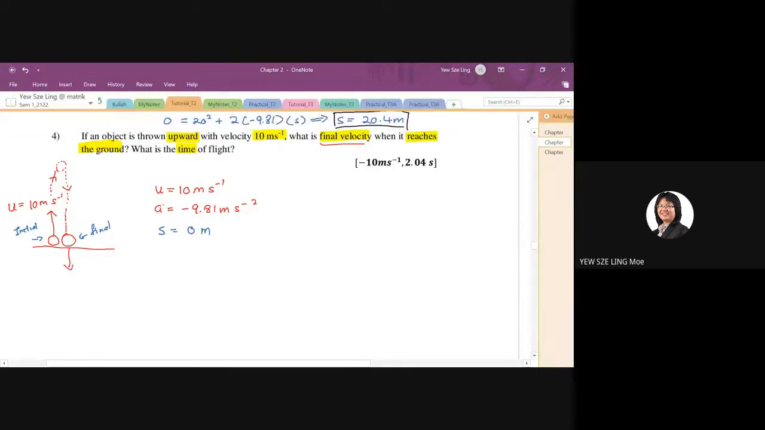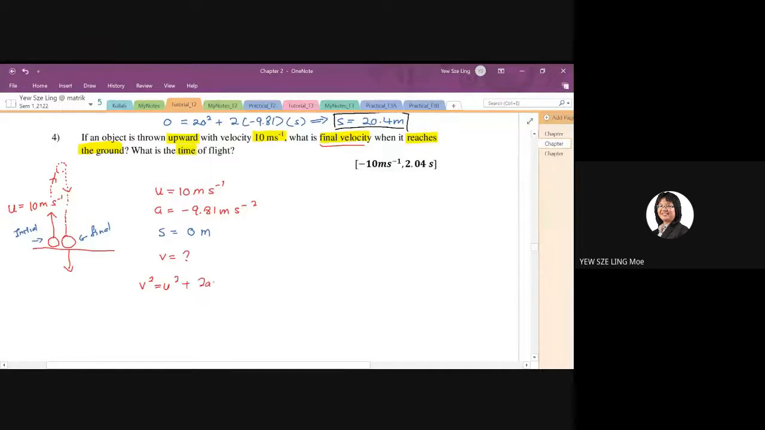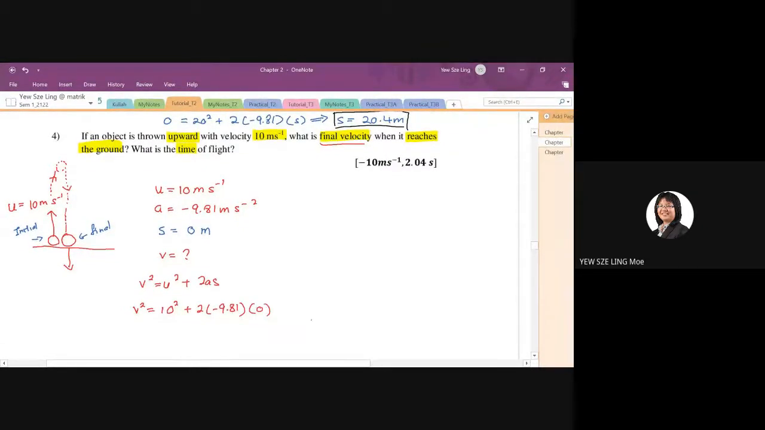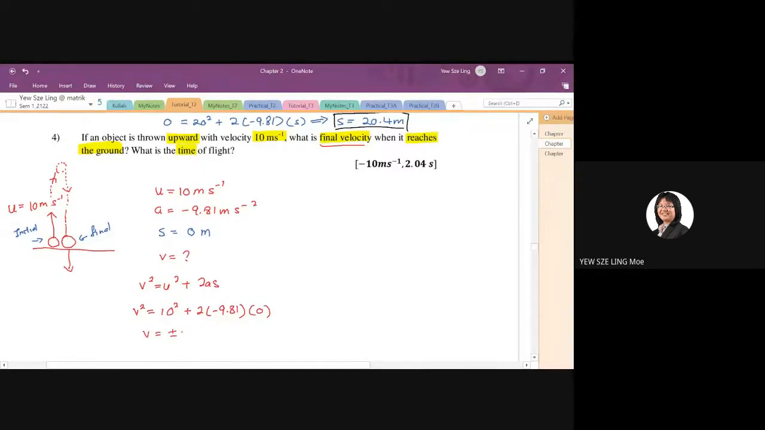So now that you have enough information and you want to calculate v, how are you going to calculate? SUVAT, so again we apply v^2 = u^2 + 2as. So you have v^2 equals 10^2 plus 2 times negative 9.81 times s, and s is 0. From here, you will get v equals plus or minus 10 m s^-1.